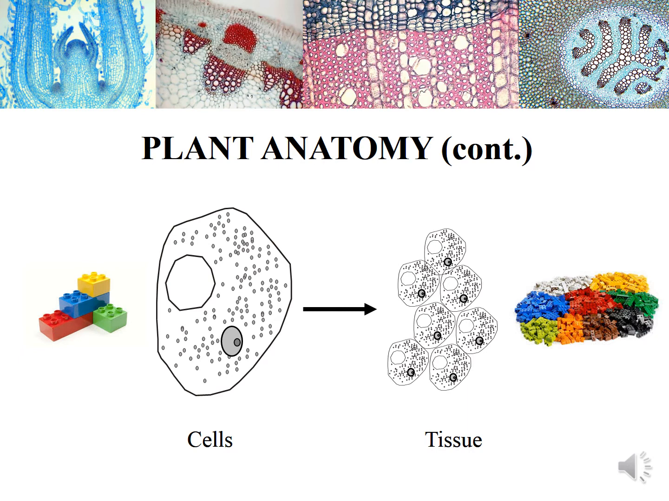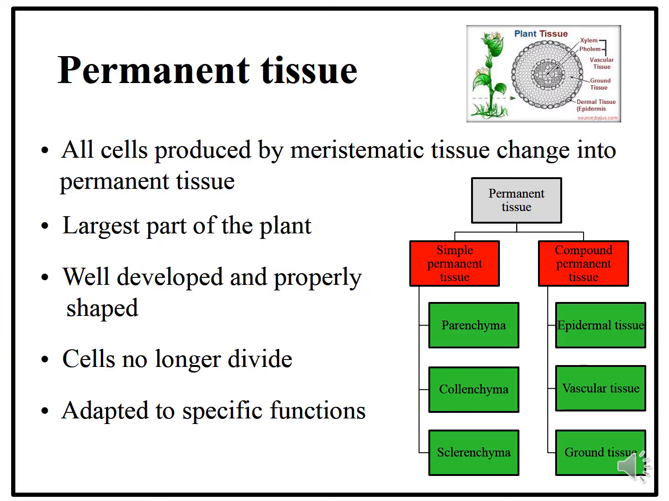And then we moved further and we started looking at permanent tissue and also the simple permanent tissue. So just to recap, permanent tissue is all the cells produced by meristematic tissue which change into this permanent tissue. It is the largest part of the plant. The cells are well developed and properly shaped. They no longer divide, and the different tissue types are adapted to specific functions.